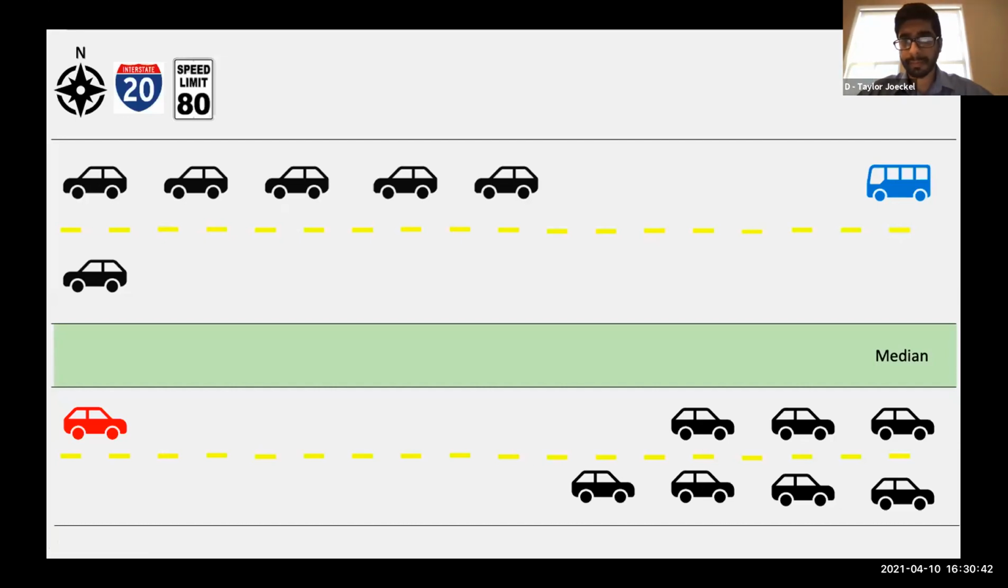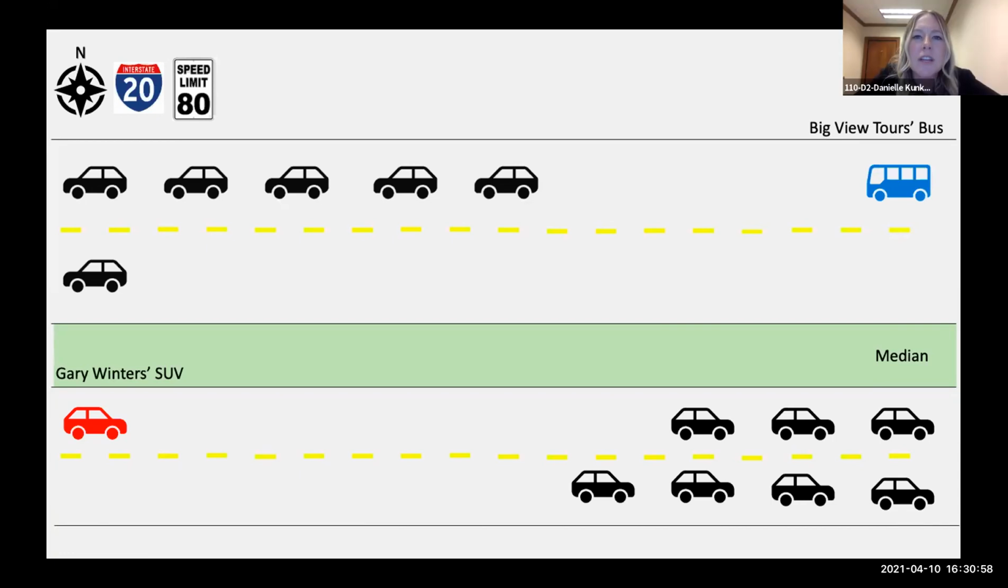Sure. This bus on the top right-hand side, what company was operating that bus? Big View Tours LLC. All right, and that red SUV on the bottom left of the image here, who was operating that? Mr. Winters. What direction were each of these vehicles heading initially? So the Big View Tours bus was going in the westbound lanes. It was in the right lane of the westbound lanes. And the SUV was traveling eastbound on the other side of I-20 in the left lane of the eastbound lanes.